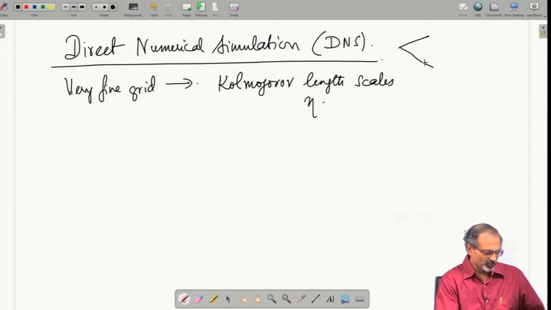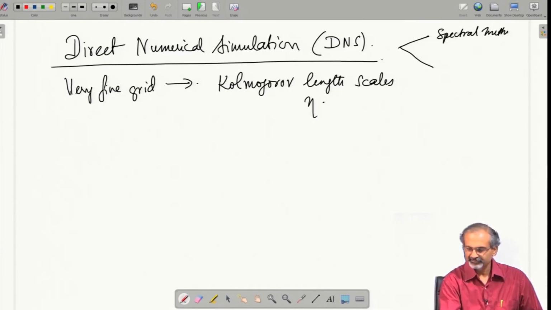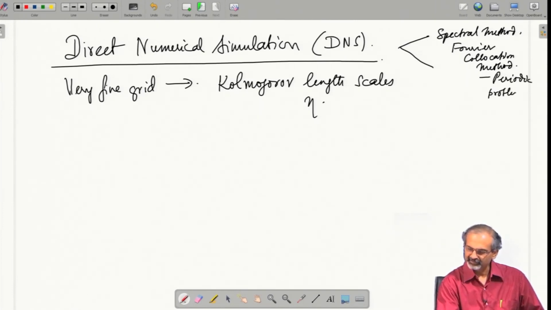traditionally two approaches have been followed in direct numerical simulations. One is the spectral method, often in the form of Fourier collocation method, but very often we have the constraint of applying them only to periodic problems. That means problems where periodic boundary conditions have to be imposed, and accurate finite difference or finite volume calculations.